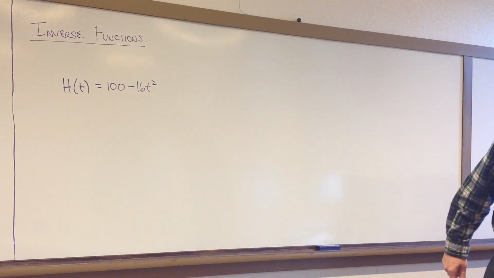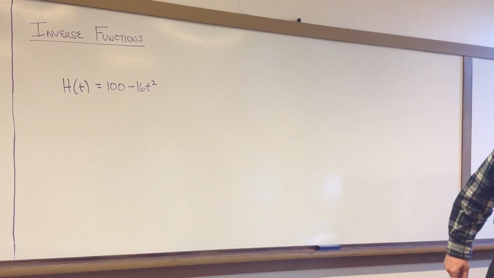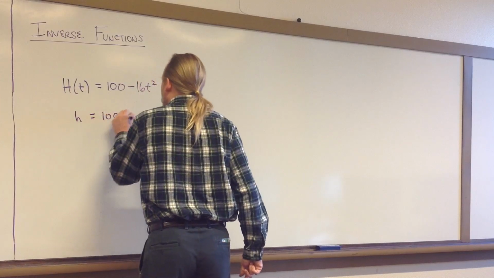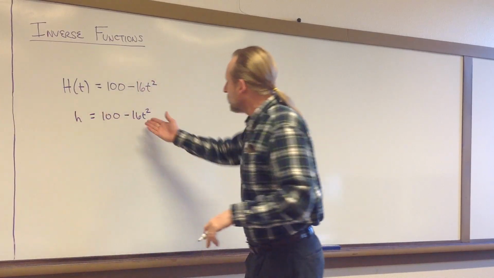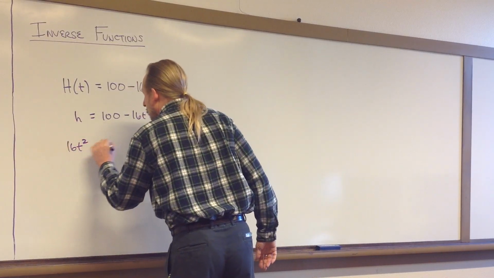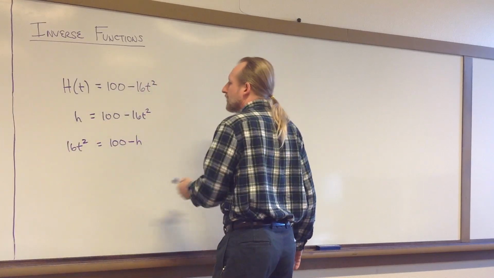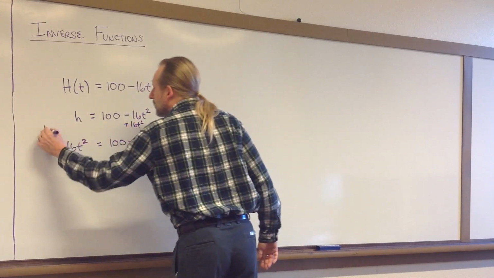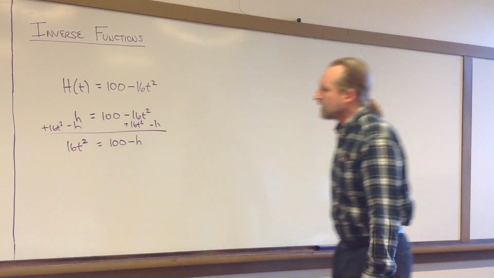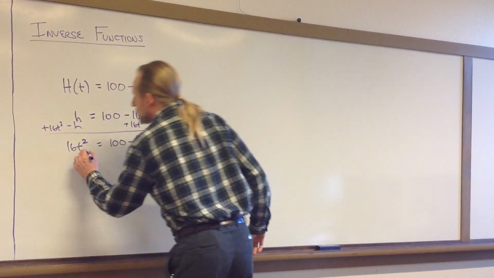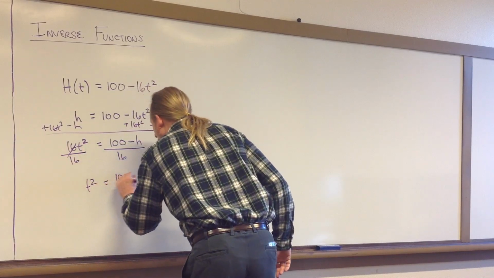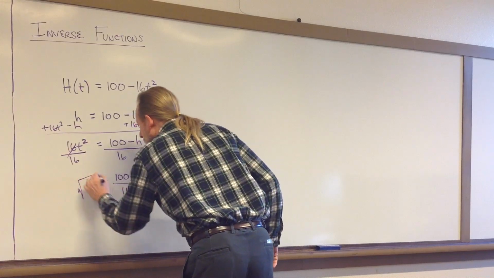Okay, so what if we wanted to find the inverse function? All right. Well, let's just replace this with a regular h. And now let's get the t by itself. I'm going to move this over here and then move the h over here. So I'm going to add 16t squared to both sides, and then I'm going to subtract h on both sides. And that's how I'm going to get here. And then I'll divide on both sides by 16. T squared. And then we'll square root both sides.